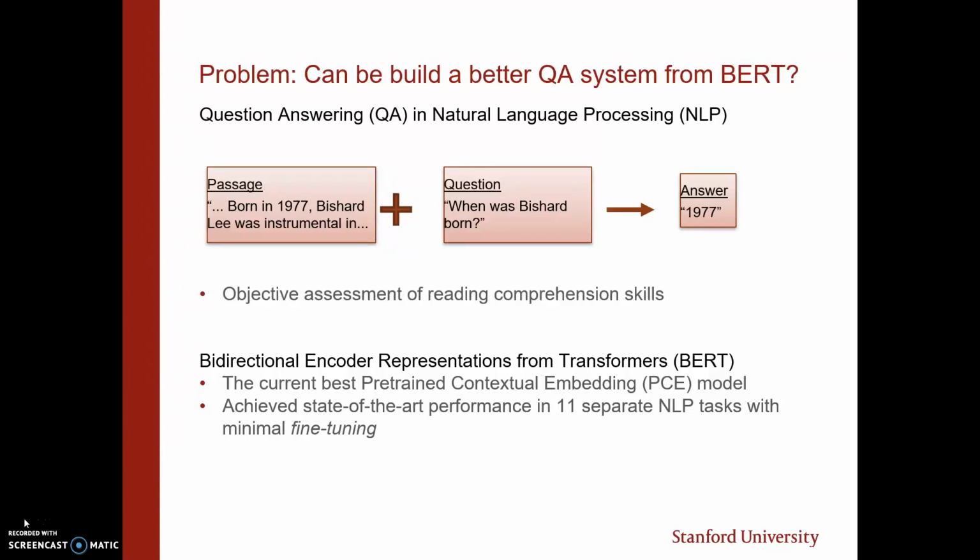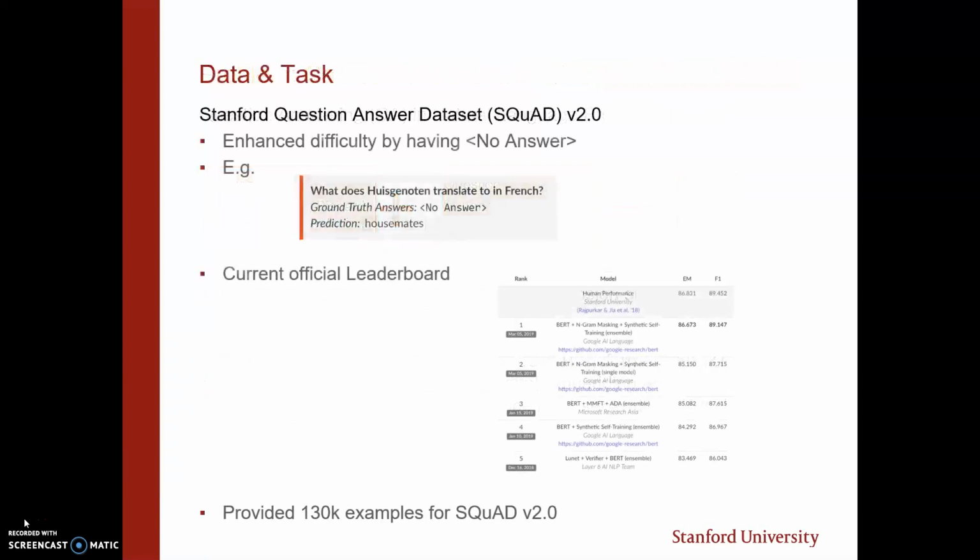The current best performer is BERT, or Bidirectional Encoder Representations from Transformers. This was able to achieve state-of-the-art performance, not only on question answering, but also in 11 separate NLP tasks as well. Our specific question answering task here is using the Stanford Question and Answer Dataset version 2.0, or SQuAD.